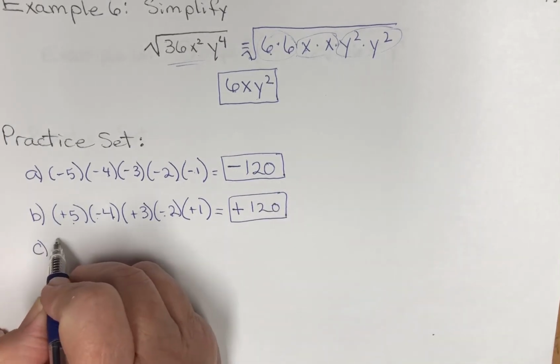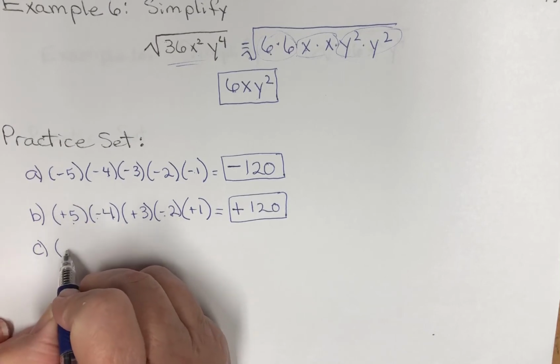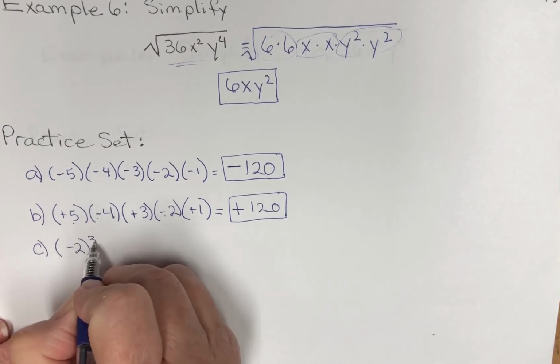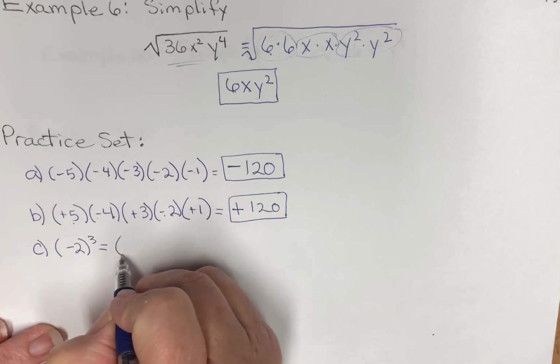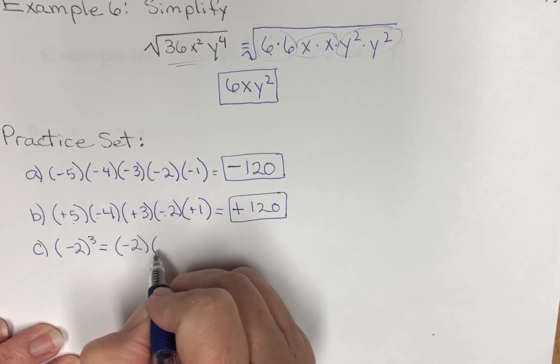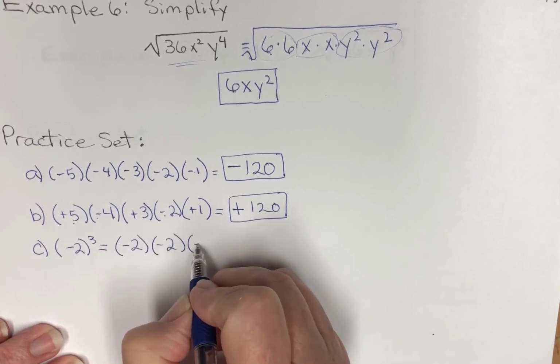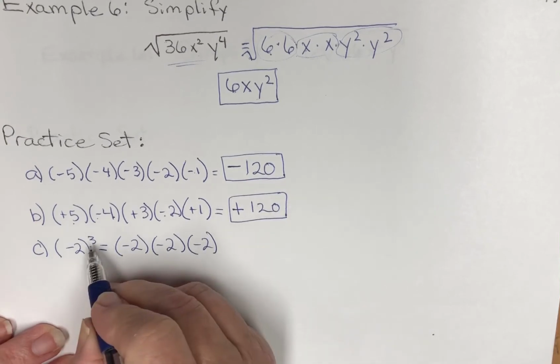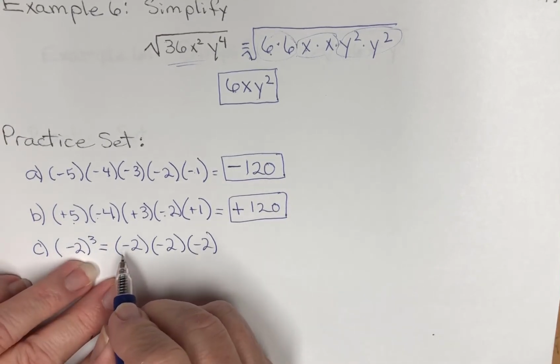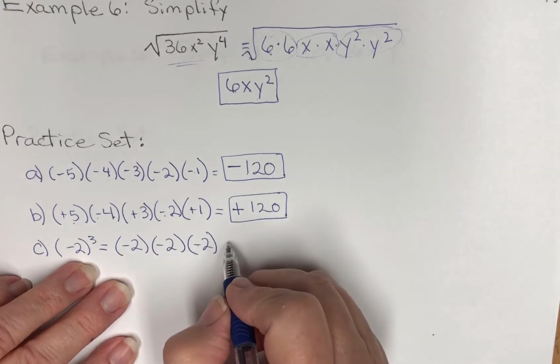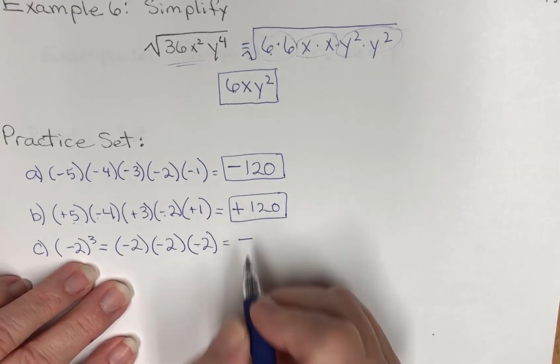Letter C has -2 to the third power. So that's the same as -2 times -2 times -2. That's the third power. So I'm counting up my negative signs. I have 1, 2, 3. That tells me my answer is going to be negative.